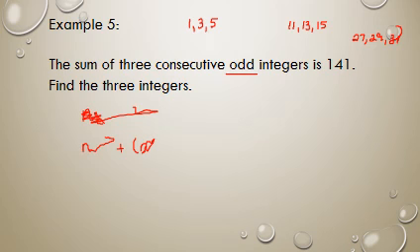Having a difficult time here with my pen. So we've got n. It doesn't like me writing these n's. And then n plus 2. Okay, I got that n right. That would be the second integer. And then the third integer is another 2 away, so that'd be n plus 4. And we're going to set that equal to, because there's our is, 141.